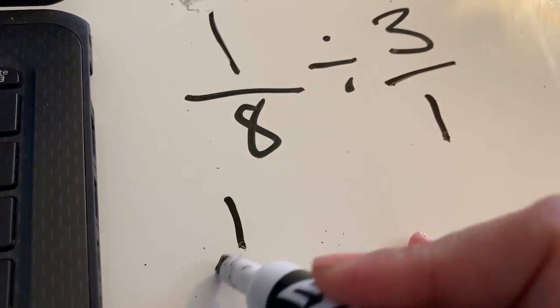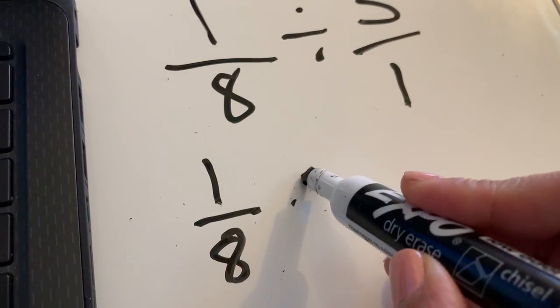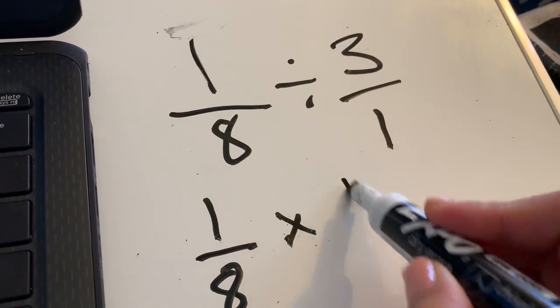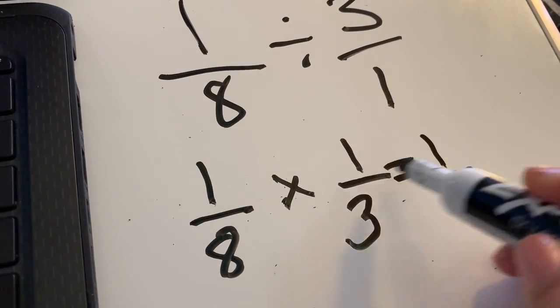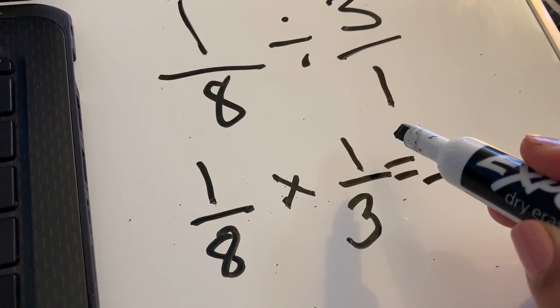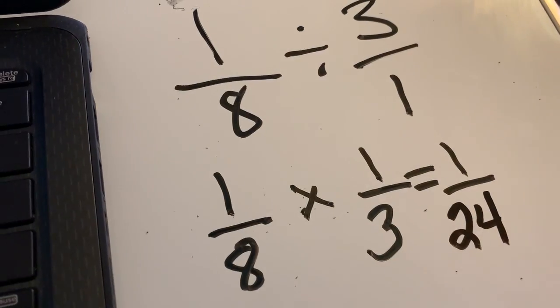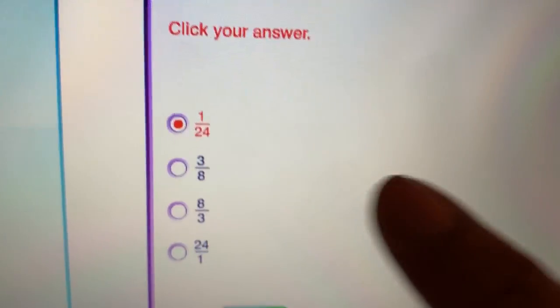Then you're going to keep the first fraction, change the division into a multiplication, and flip the second fraction. Keep, change, flip. Then you multiply straight across. 1 times 1 is 1. 8 times 3 is 24. So your answer in this case is going to be 1/24. And there it is. We got it. 1/24.